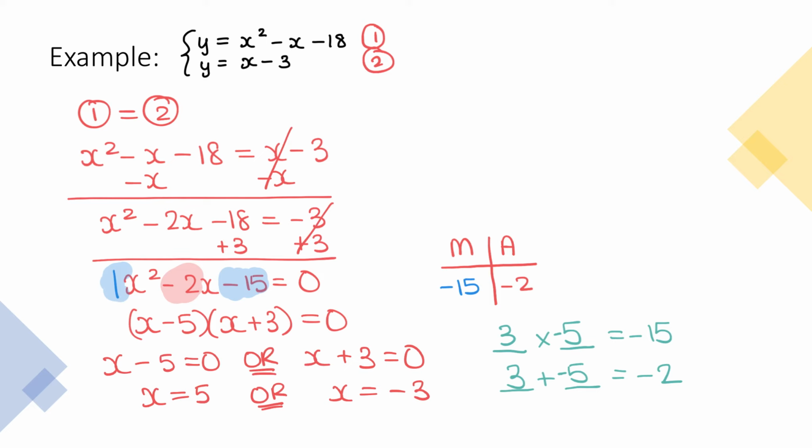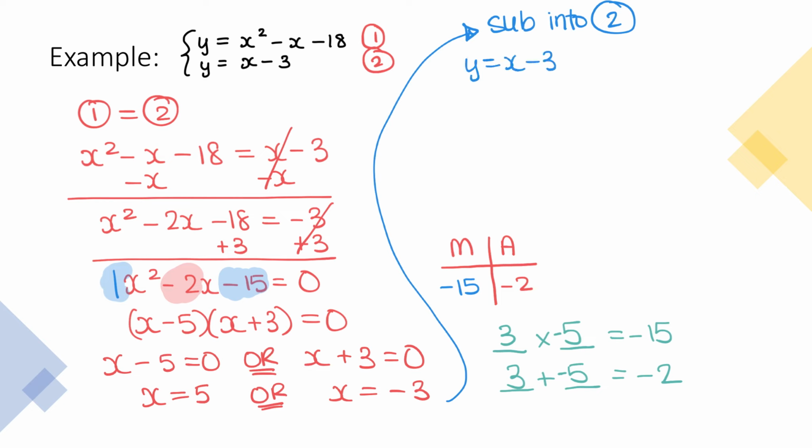Now we need to figure out the y values. So it would be easier if we substitute this into equation 1 or equation 2. Hopefully you're seeing that it's going to be easier if we sub this into equation 2, because it's the one without the x squared. So we're going to sub into equation 2. But we're going to have to do this twice because we have two different values of x. So we've got y is equal to x minus 3, and then we have the other one, which is y is equal to x minus 3, but we're going to change the values of x.